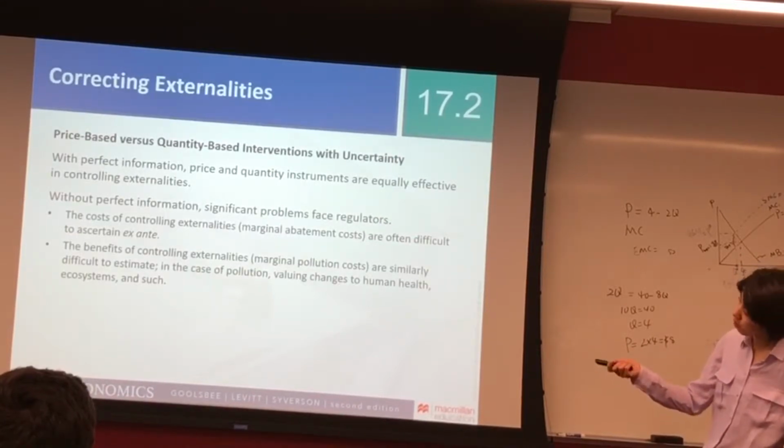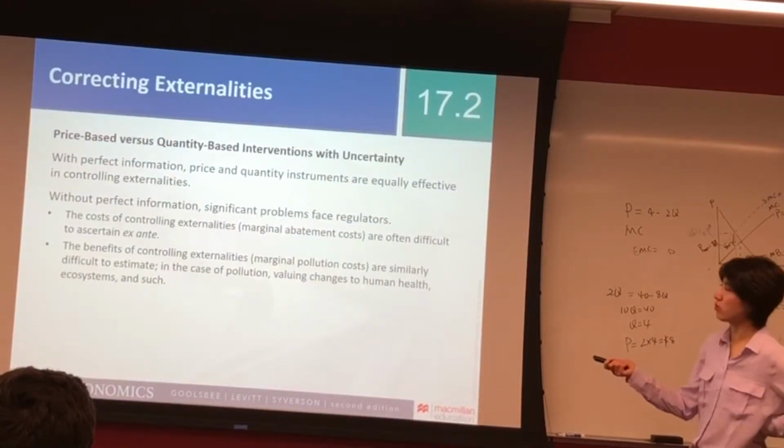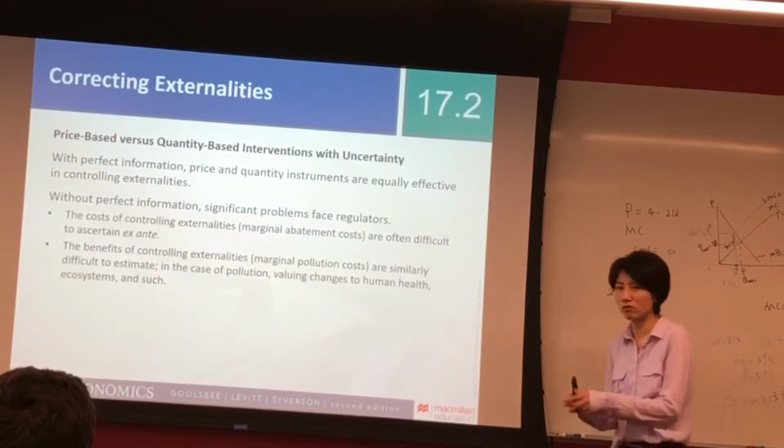And the benefit of controlling externalities, the marginal pollution costs, are similarly difficult to estimate. So in the case of pollution, valuing changes in human health and the ecosystem is very hard to determine.